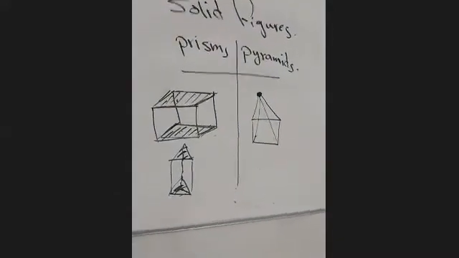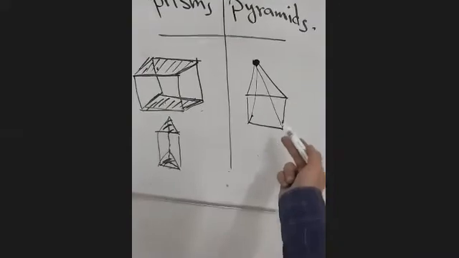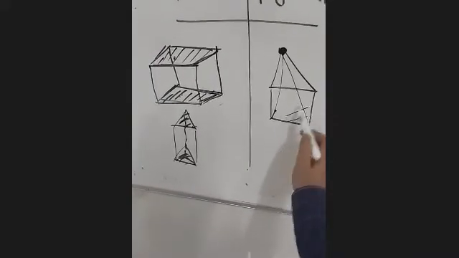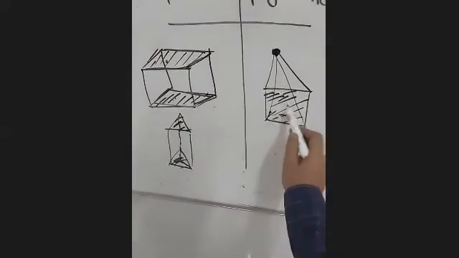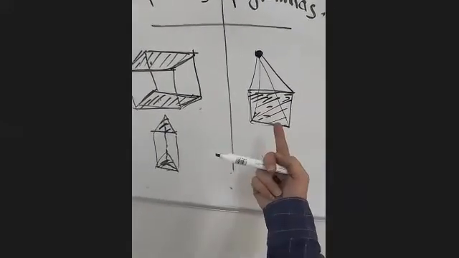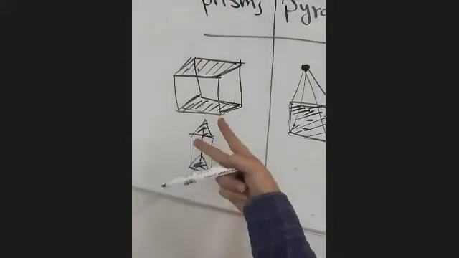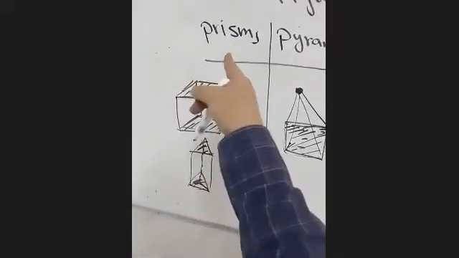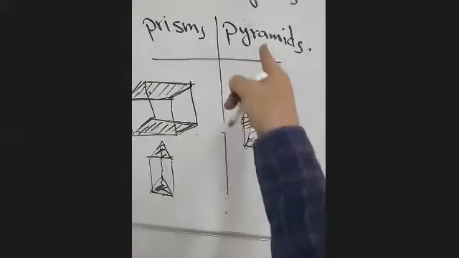How many bases does it have? It has 1 base down. This base, see it? The rectangle down, this base. This we call the base. It has 1 base, but here 2 bases. 2 bases, prism. 1 base, pyramid.